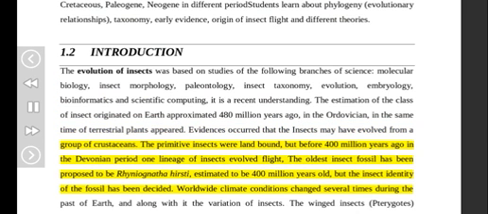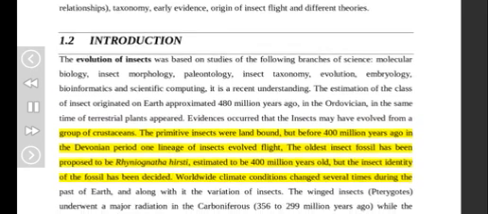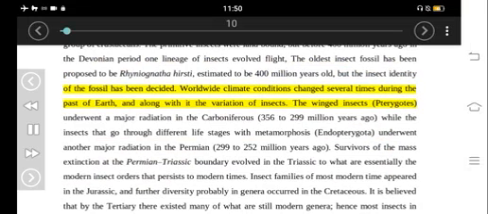The primitive insects were landbound, but before 400 million years ago, in the Devonian period, one lineage of insects evolved flight. The oldest insect fossil has been proposed to be Rhyniognatha hirsti, estimated to be 400 million years old, but the insect identity of the fossil has been debated. Worldwide climate conditions changed several times during the past of Earth, and along with it the variation of insects.